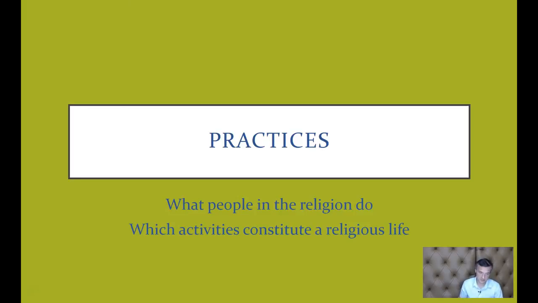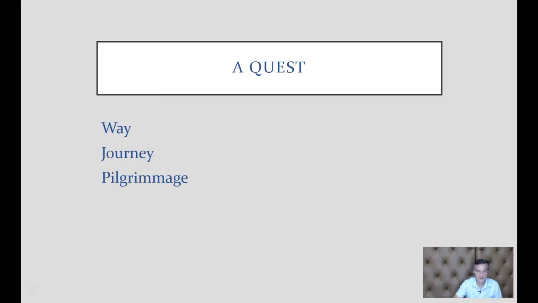But you can't just look at practices. Even though these are very important, you're looking at what people in the religion do and why they do it. You're looking at rites and rituals. You're looking at a whole way of life, in fact. And so which activities then constitute a religious life? That sounds pretty promising, and that's sort of where I was pushing the earlier point about the problems with just looking at beliefs and doctrines.